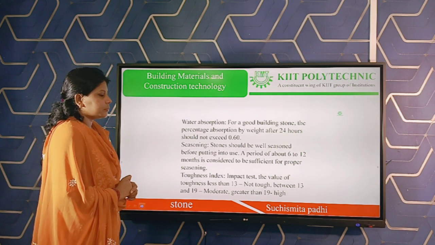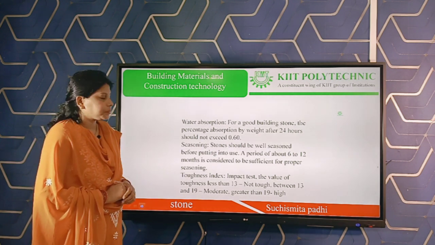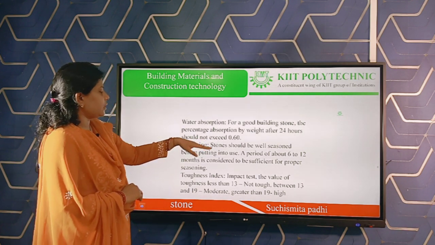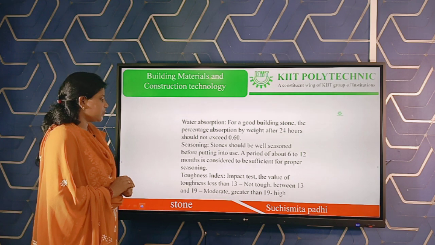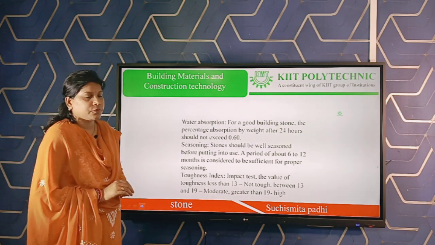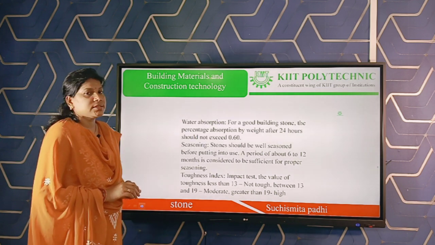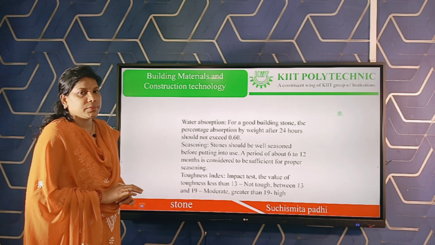Before construction, the material must be seasoned. The stone should be well seasoned before putting it to use. A period of about 6 to 12 months is considered sufficient for proper seasoning. For stone, the period of seasoning is 6 to 12 months. After that, we can use the stone as a building material.